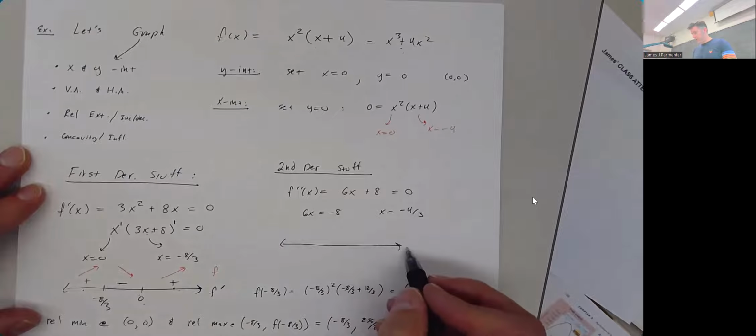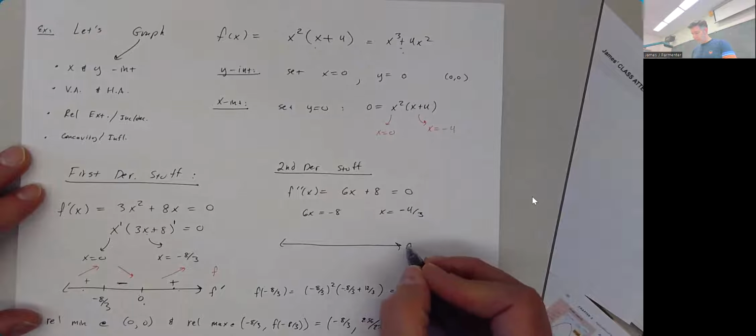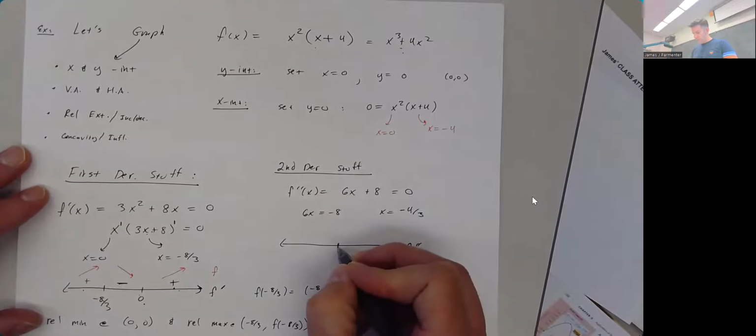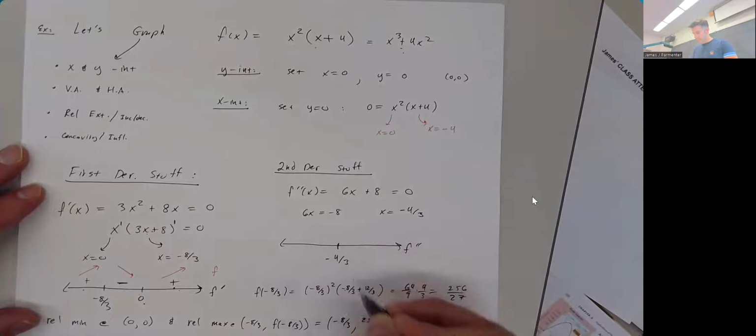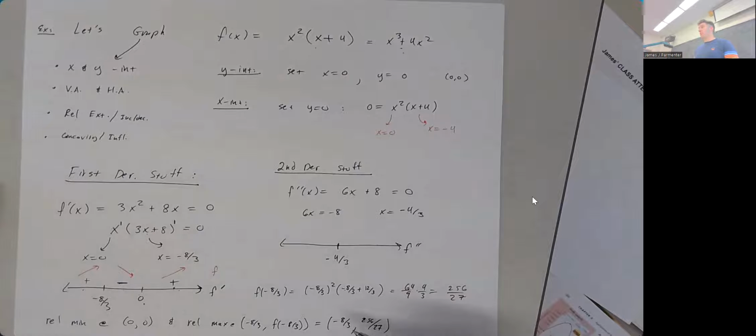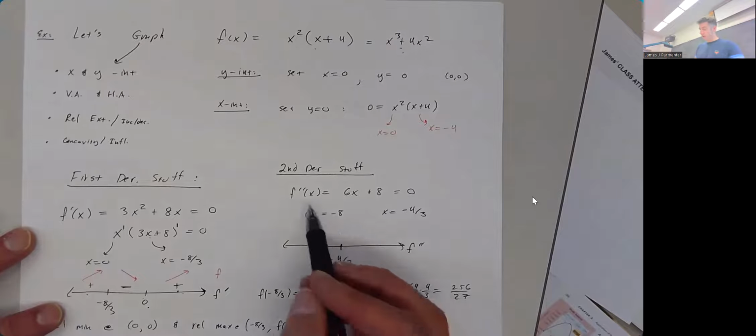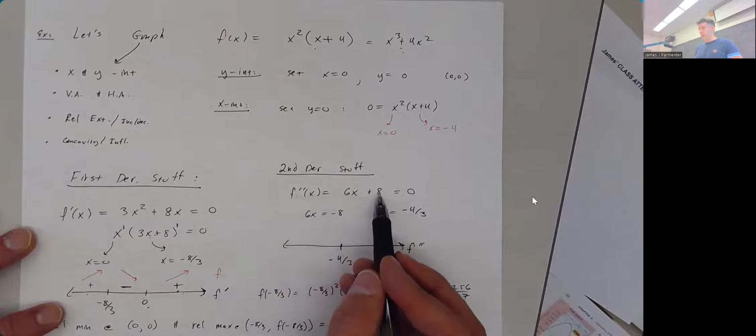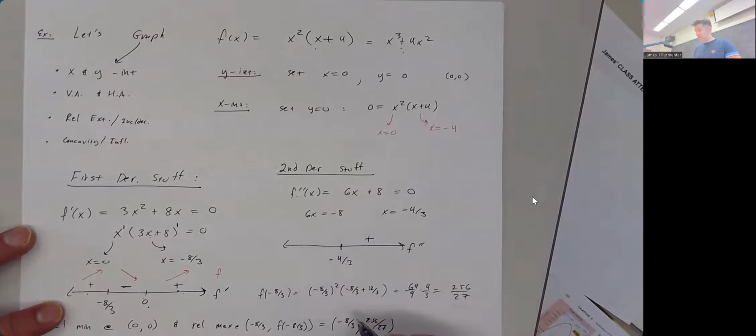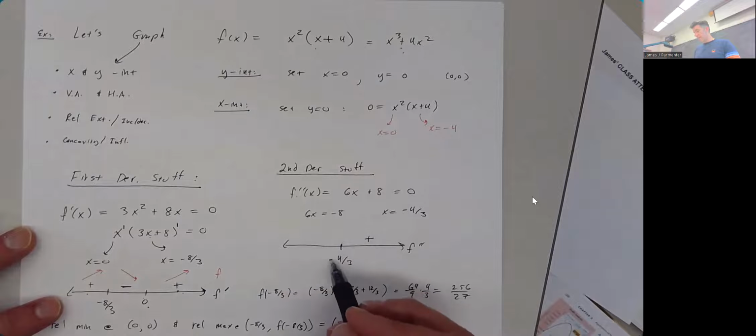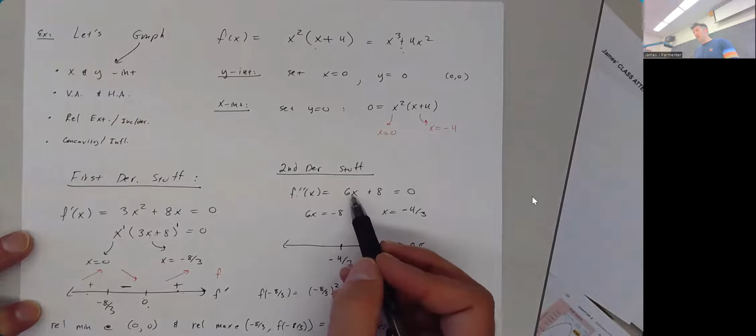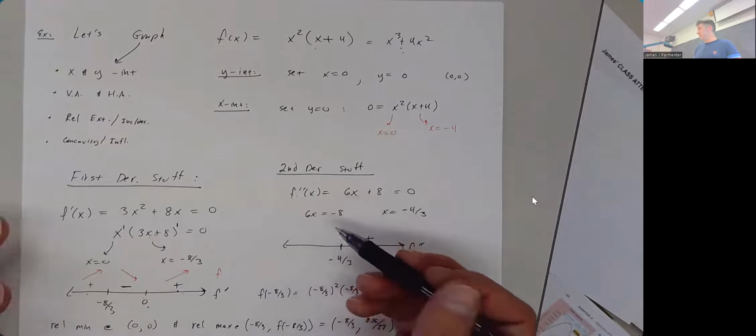So over here is f double prime. Put our one critical value there. And then determine what the sign is of the second derivative. If x is bigger than -4/3, like 0, our second derivative at 0 is just going to be 8, which is positive. On the other hand, if x is less than -4/3, like -3, 6 times -3 is -18 plus 8, which is a negative number.